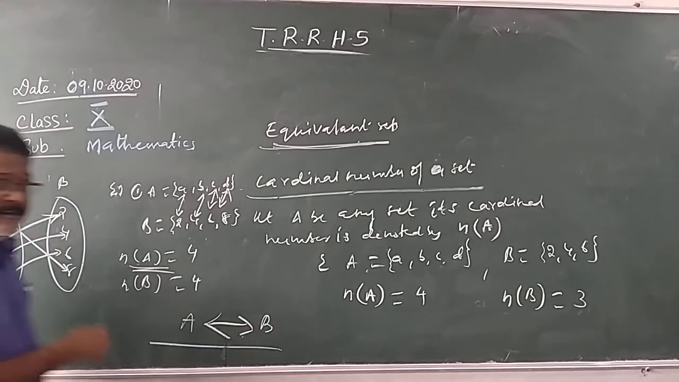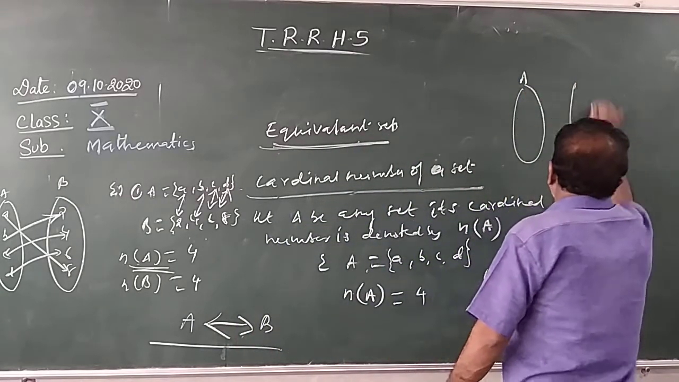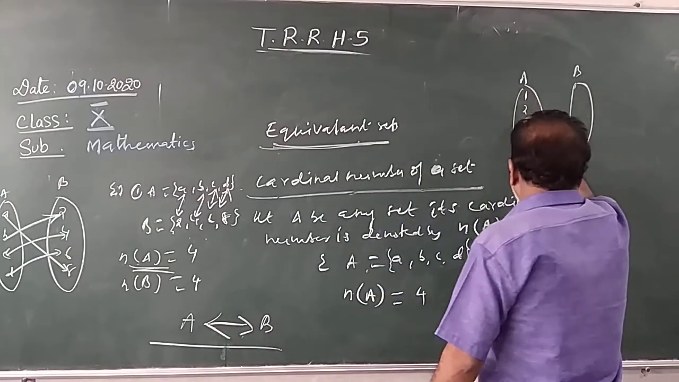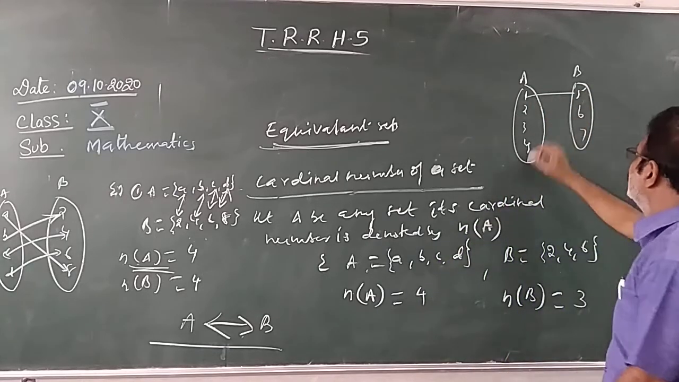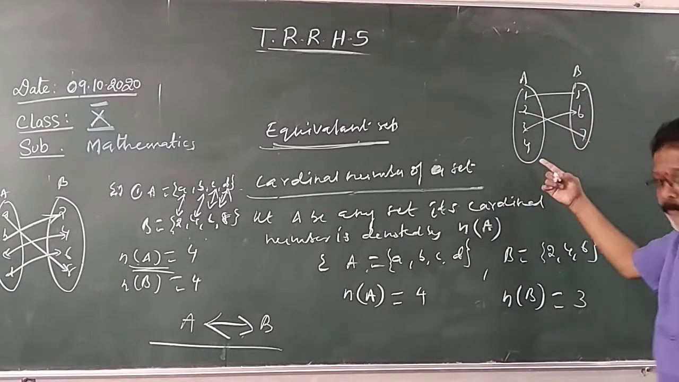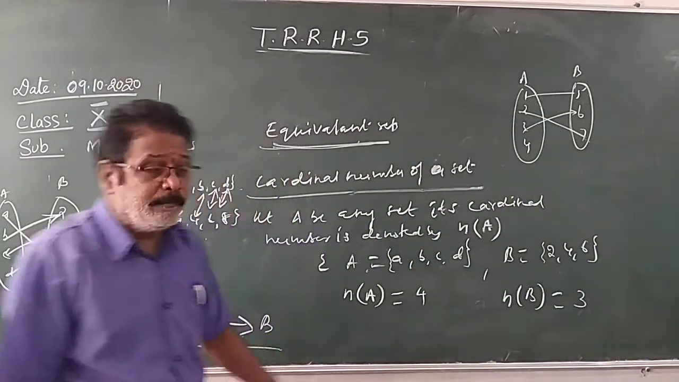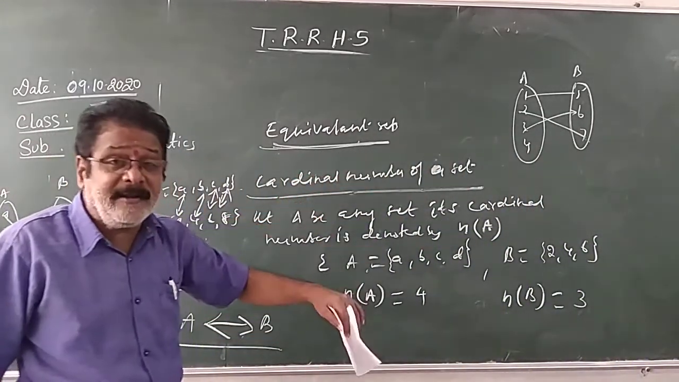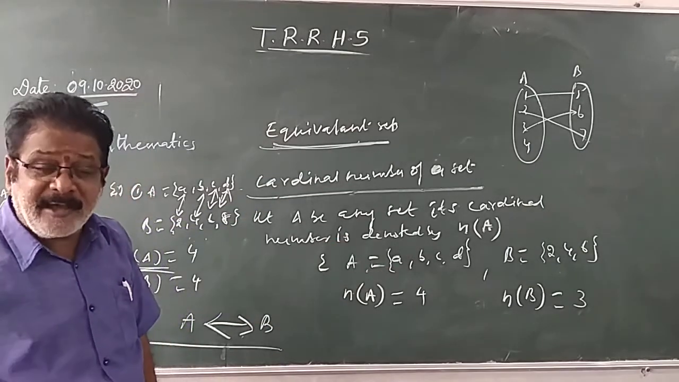They are equivalent. If they are not mapped like this, for example A has 1, 2, 3, 4 and B has 5, 6, 7: 1 mapped with 5. 2 mapped with 7. 3 mapped with 6. But 4 is unmapped. 4 is not associated with any element. Why are they not mapped here? Because they are not equivalent.